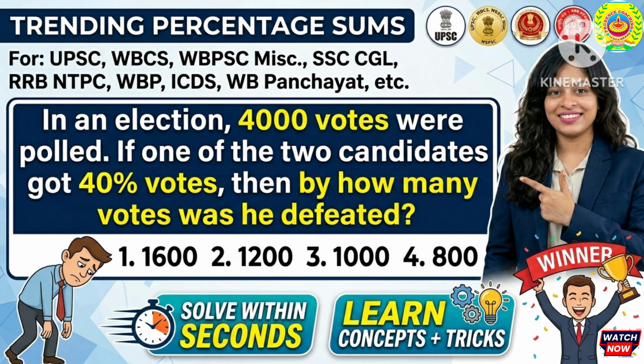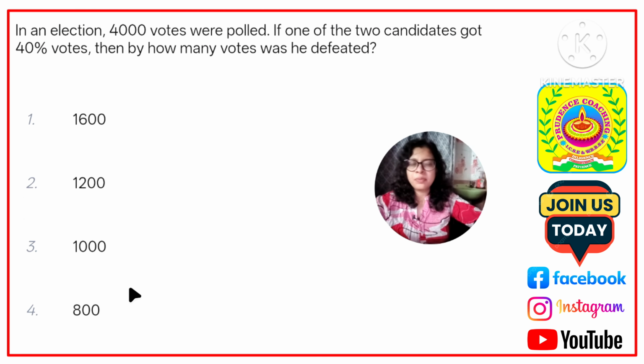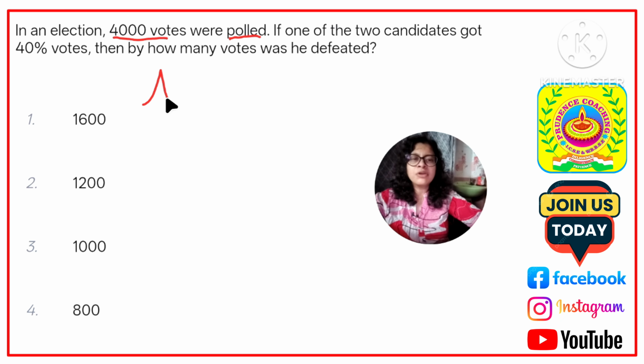Let's learn how easily we can solve this particular question from election which has been repeated several times in your previous year paper. Here it is given, in an election 4,000 votes were polled. That means how many votes were given? Total number of votes were 4,000. If one of the two candidates got 40% votes, that means here we are talking about two candidates.